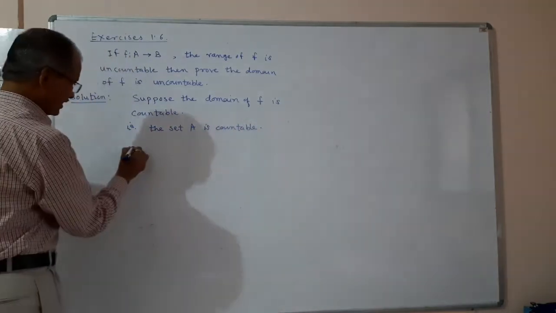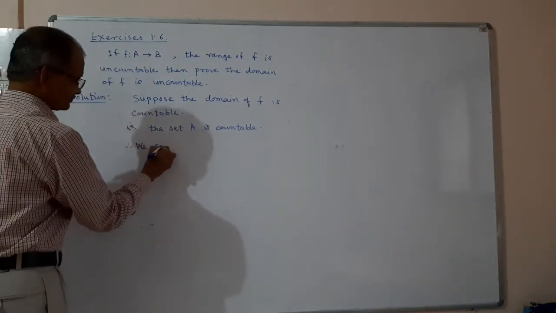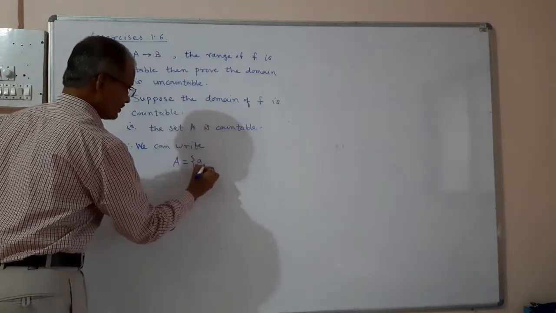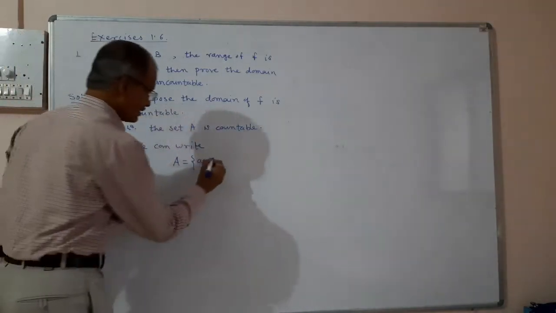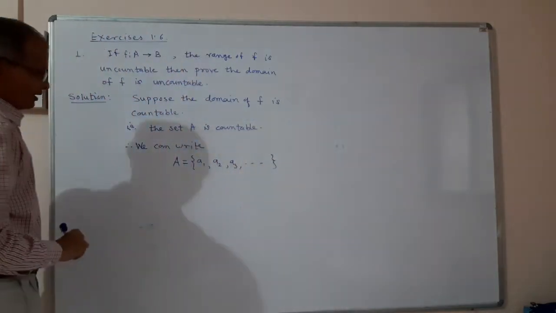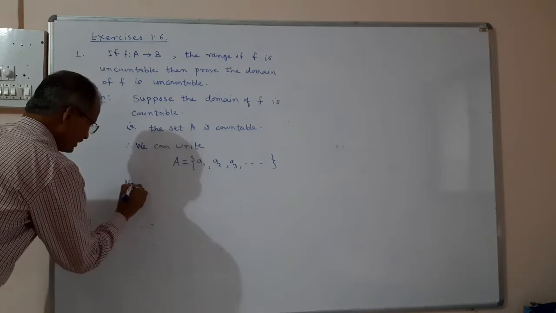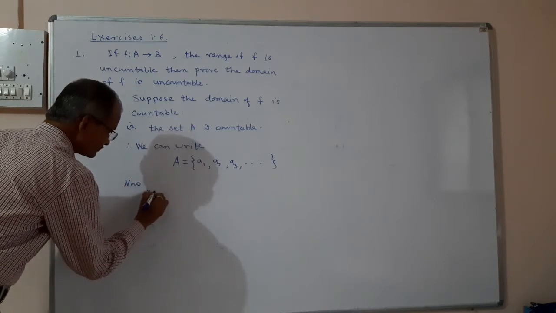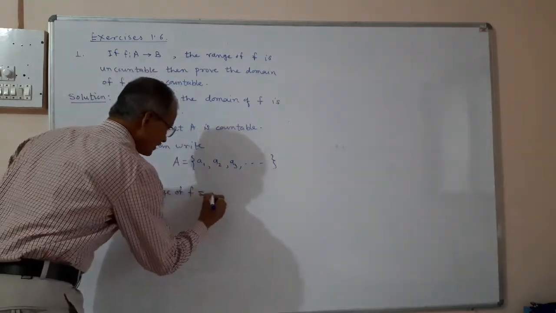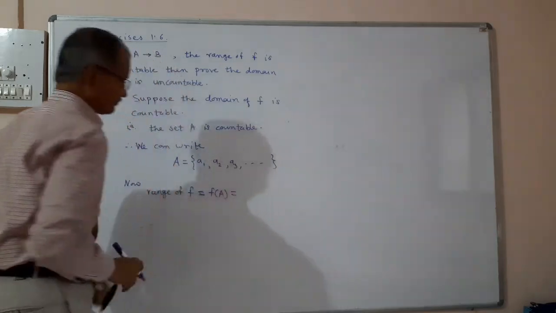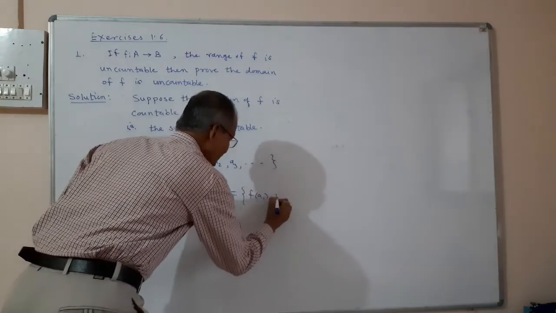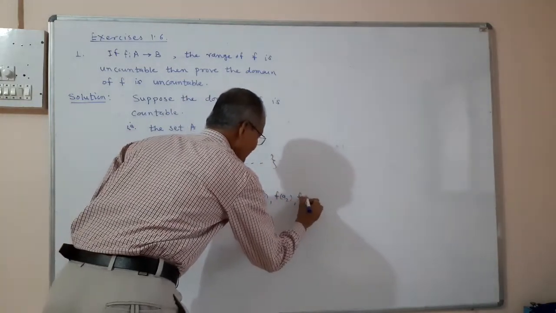And if it is countable, we can express it as, therefore we can write A is equal to, the elements are counted, we can write the elements as A1, A2, A3 and so on. Now the range of F is actually equal to F of A, the image of the domain, or this will be equal to F of A1, F of A2, F of A3 and so on.